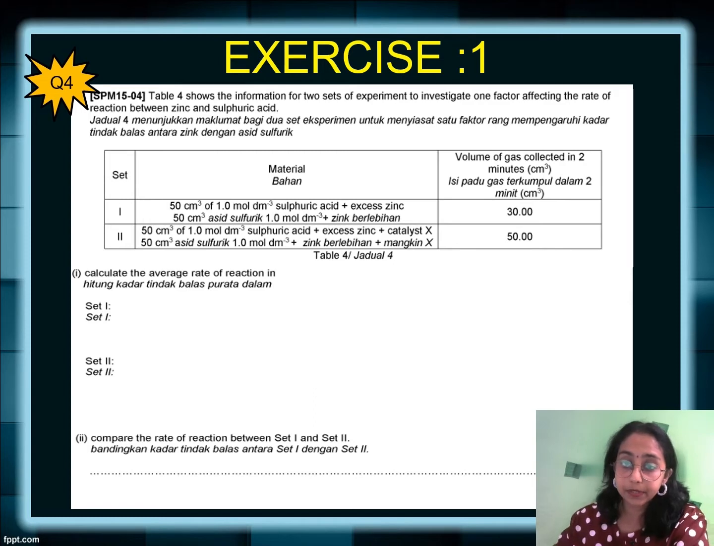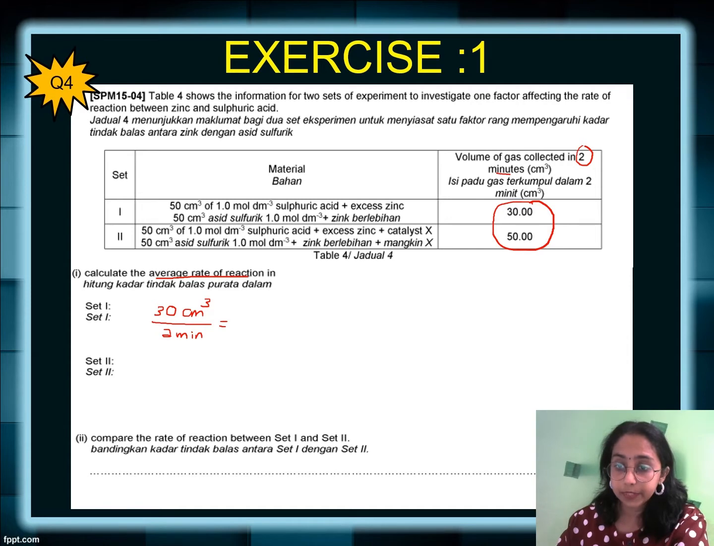So when it comes to this type of question, students, get yourself very clear. We are going to calculate the average rate of reactions. As I told you, if there's no timeline given, that means we are focusing on the overall. So for overall, you just have to know the volume of gas released and the timeline, which is 2 minutes. So for set 1, you take the volume of gas released, which is 30 cm cube. You divide it with the timeline, which is 2 minutes. 30 divided by 2, so you get 15.